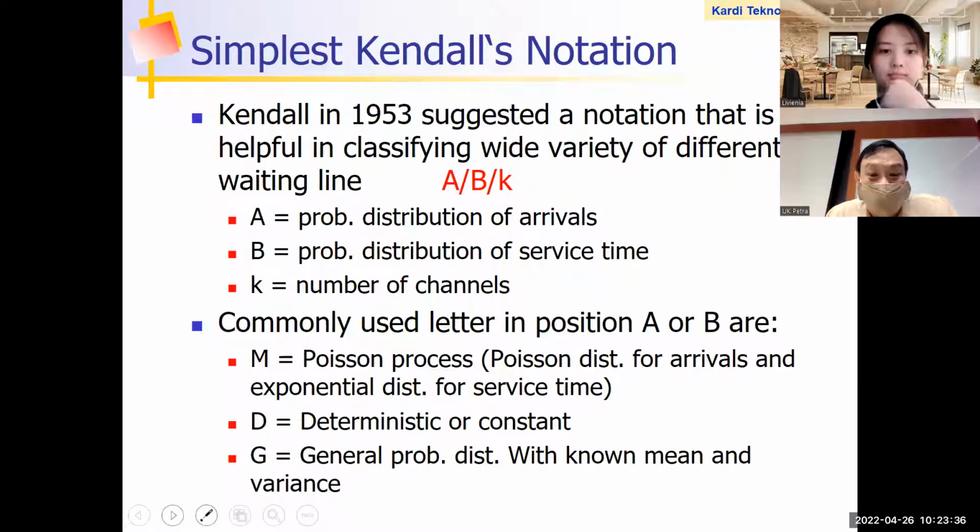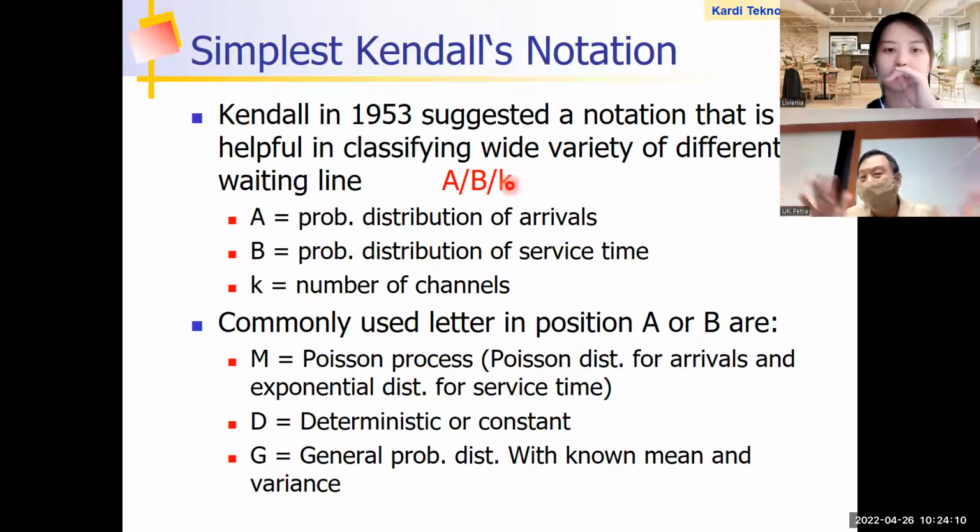Going to queuing theory, I will start with a very simple notation first. Actually the real notation has 6 numbers, but I will simplify it with only 3: A, B, and K. This notation was proposed by Kendall in 1963. This is to classify.